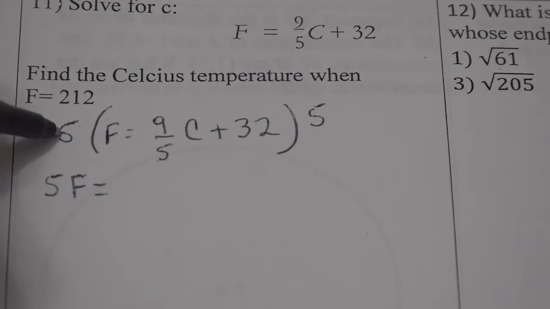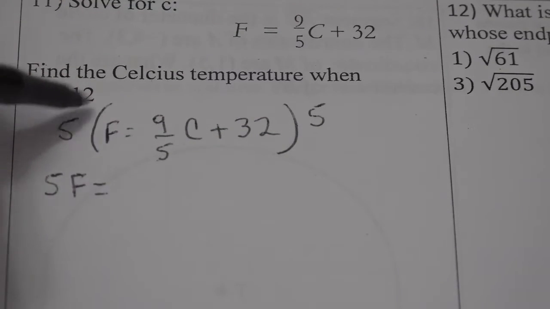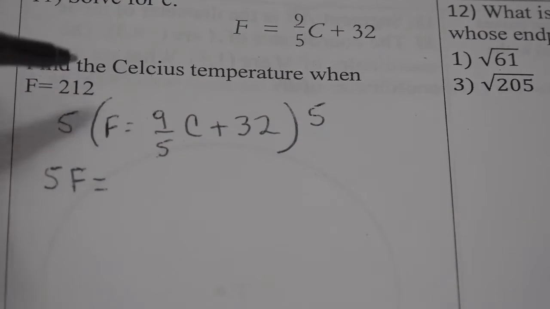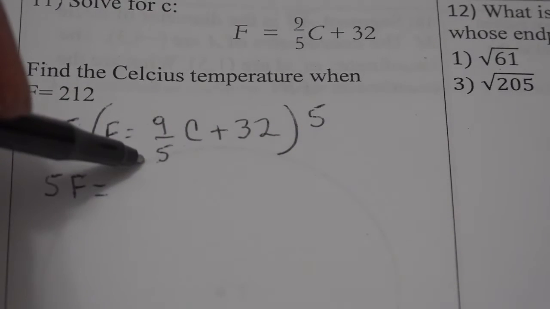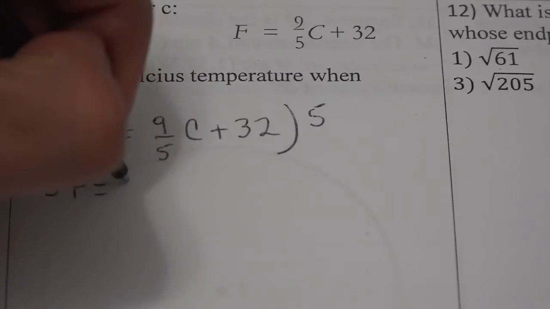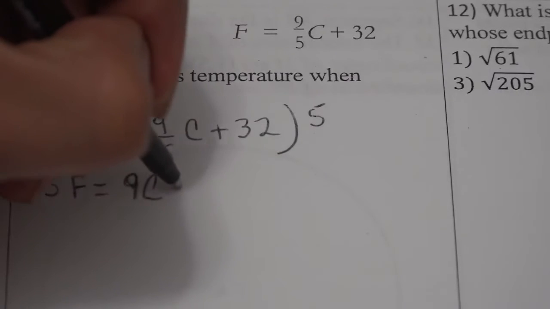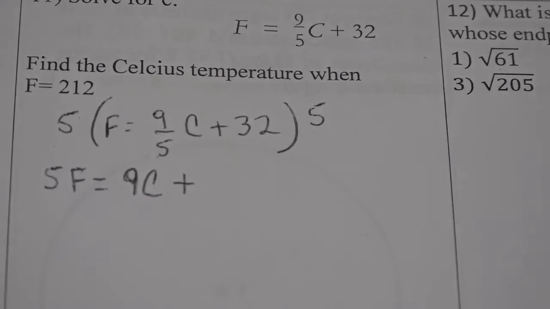Or, remember, when you multiply by a fraction, you multiply by the top and divide by the bottom, or divide by the bottom, multiply by the top. So if I divide by the bottom, 5 divided by 5 is 1, times 9 is 9. You see, 9C, okay? Plus, what is 5 times 32? Well, I don't know, you tell me. Very good, 160.